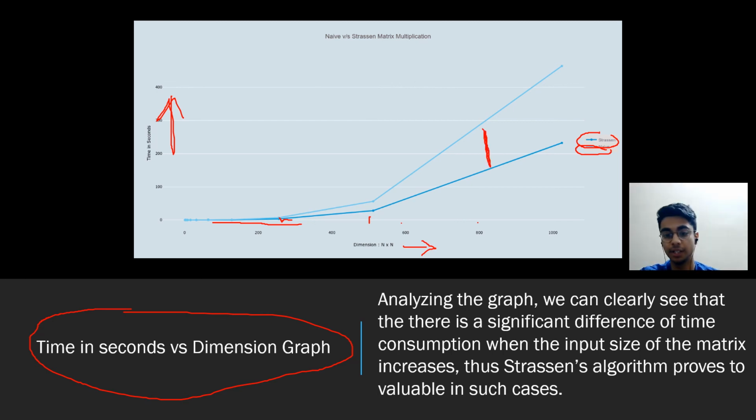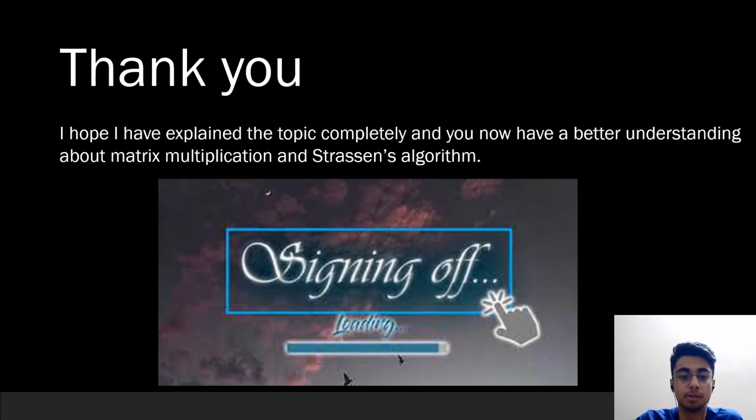So analyzing the graph, we can clearly see that there is a significant difference in the time consumption when the input dimension increases. So Strassen's algorithm is much more efficient when the input size is large, but for smaller input sizes, the Naive method still has a better advantage over Strassen's, because the time complexity is not being reduced at a very large scale, and the space complexity is still a matter. So that was about the topic in this video.